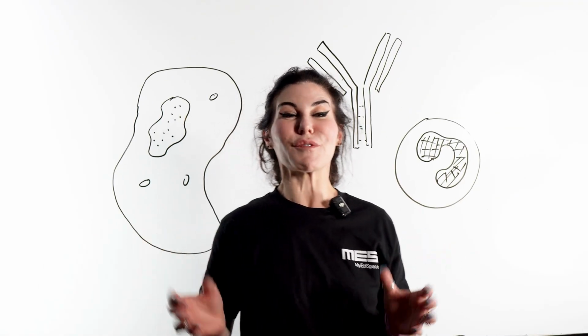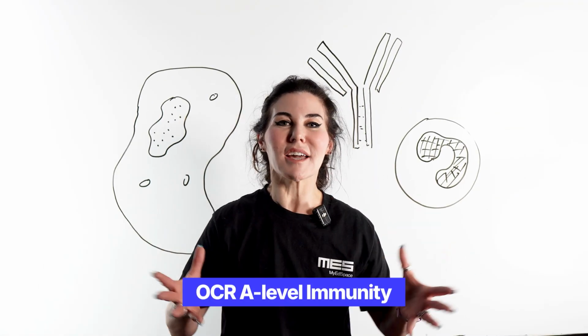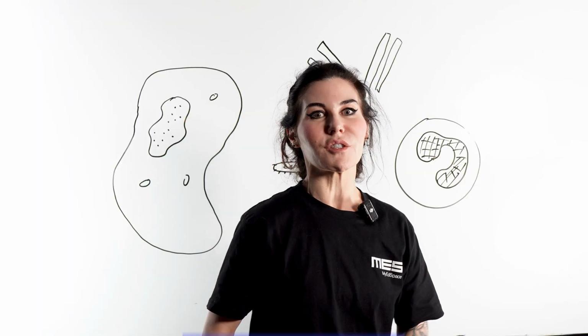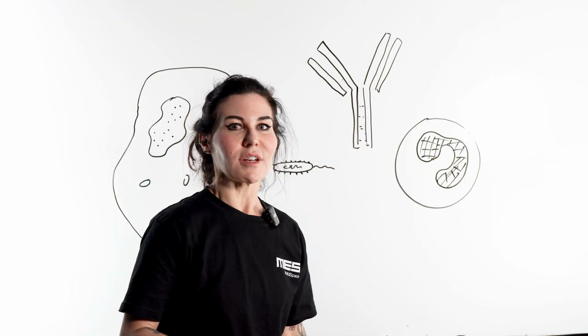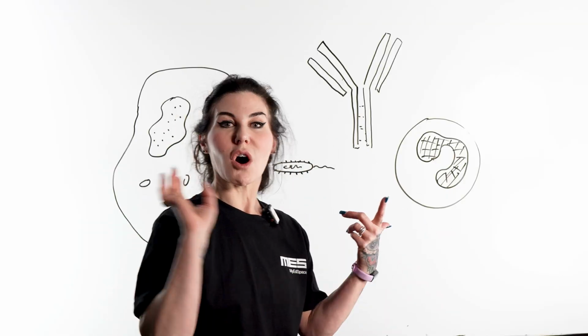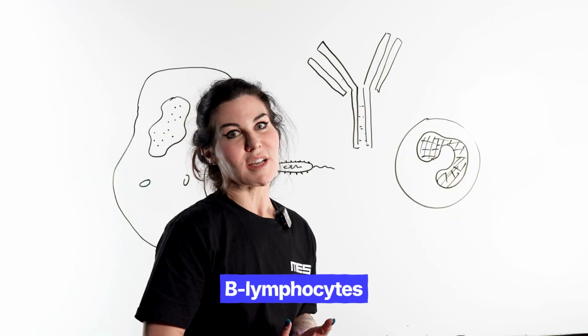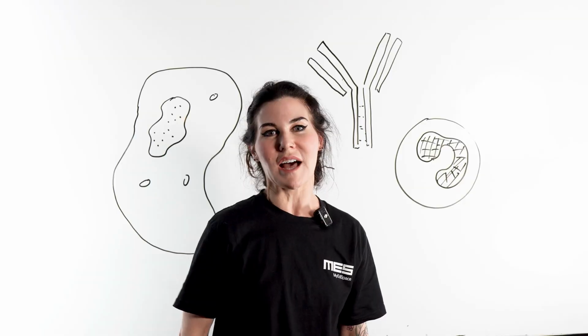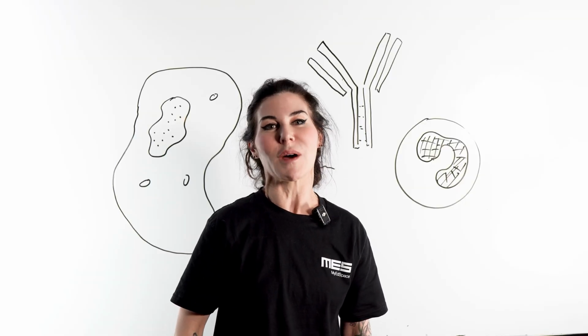Hi guys, welcome to this video where I'm going to be covering the entire topic of OCR A-level immunity, all to do with those three big hard areas that we never quite understand. We've got our phagocytosis, and we've got our T lymphocytes and our B lymphocytes. So if you watch this video, hopefully you'll get your head around it and you'll be able to answer all of those hard exam questions.